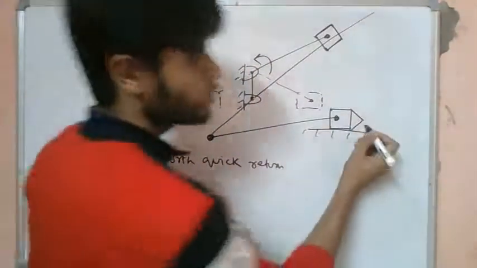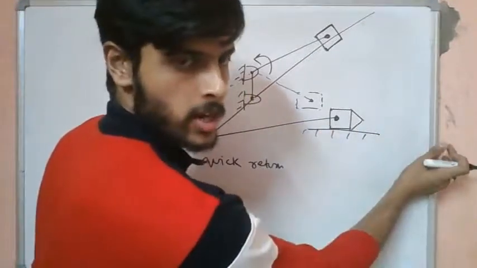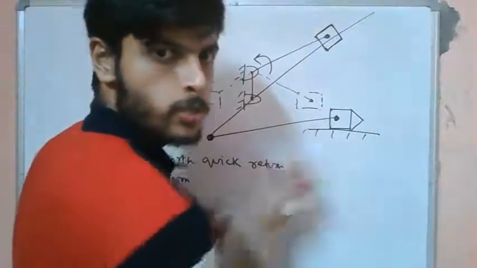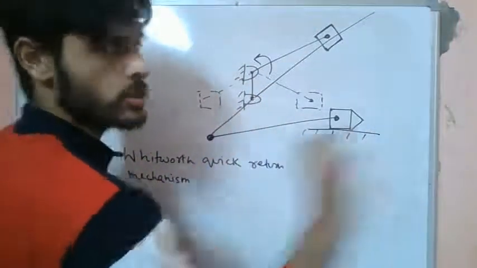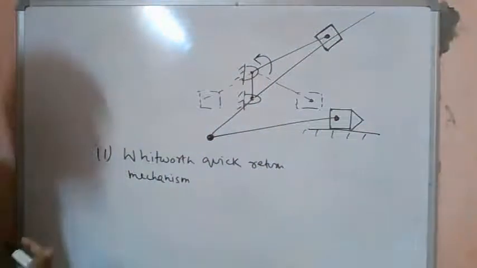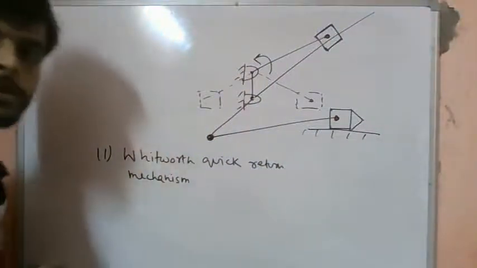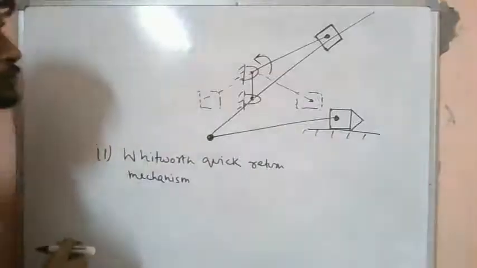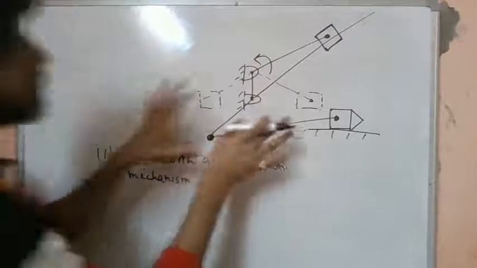Basically, this tool will cut some metal or something when it advances, and while returning it does not cut anything, so it comes back faster. So the return stroke is faster than the forward stroke. That's why it is called the quick return mechanism. So this is what we call a Whitworth quick return mechanism. The forward stroke is slower than the return stroke.